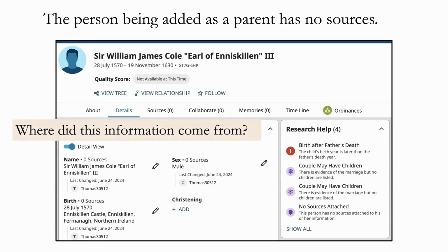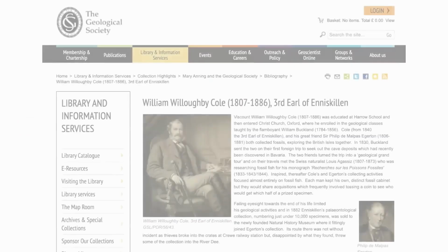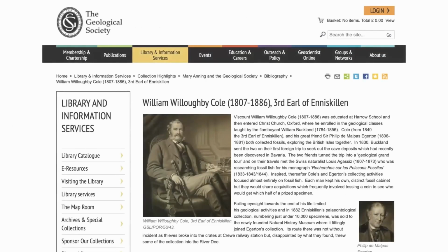Well, where did the information come from? No sources. No sources. None. Not one. By the way, the third Earl of Enniskillen was William Willoughby Cole, born in 1807, not back in the 1500s. So I don't know where they got that, and I don't know where that idea came from, because this is who the third Earl was. So somebody just threw in an Earl, thought it was a great name, and stuck it in there with some name. So that's how it gets there.